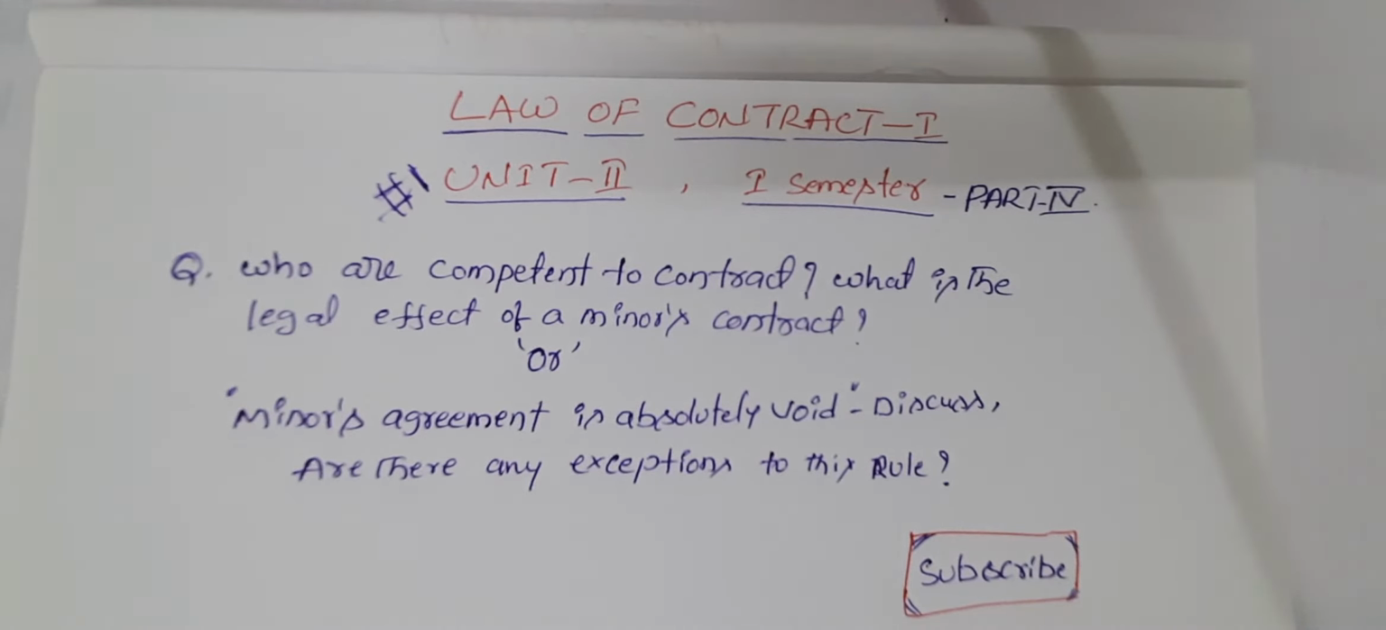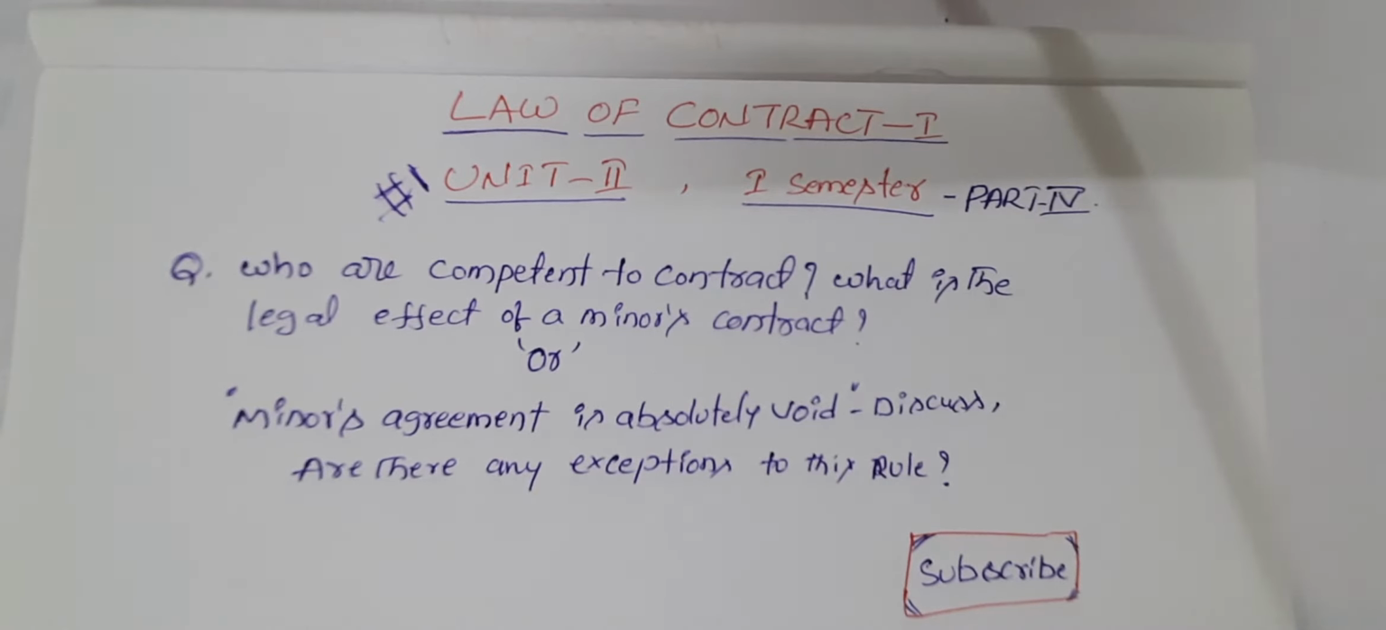So, introduction. Section 10 of the Indian Contract Act provides that all agreements are contracts if they are made by, number 1, the free consent of the parties, number 2, competent to contract, number 3, for a lawful consideration, and number 4, with a lawful object, and are not hereby expressly declared to be void. Who are competent to contract? What is their capacity to contract? Competency to contract is an essential element of a valid contract.